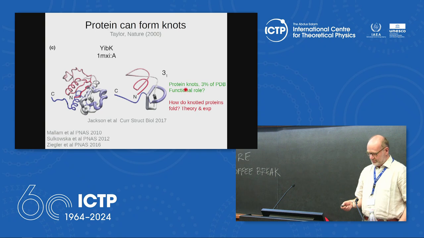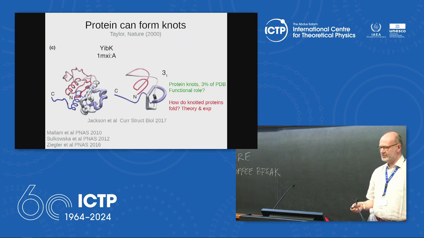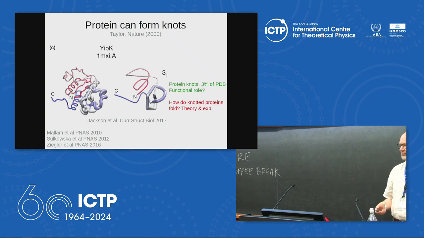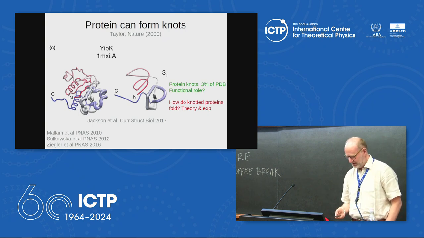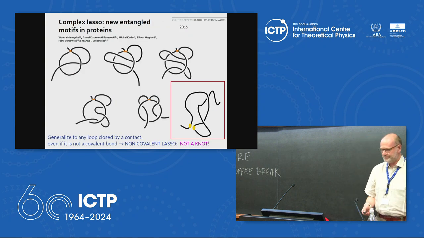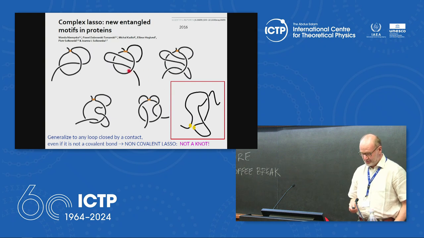The point I want to make is that they are kind of rare in the PDB structures that we know experimentally, only a few percent of structures will form knots. On the other hand, more recently, the group of Joanna Sulkowska in Warsaw found a new class of entangled motifs in proteins, the complex lasso, and I will focus in this talk on complex lassos. They found examples of lasso structures where you have a loop closed by two cysteines forming a disulfide bridge, so these are covalent lassos, and another portion of the chain threading through it.